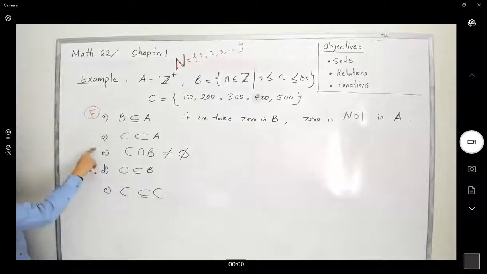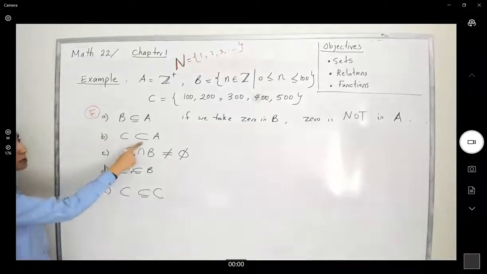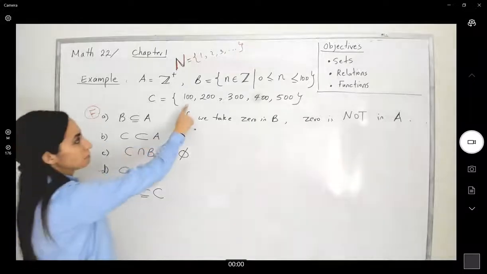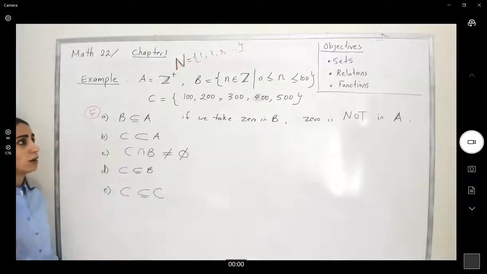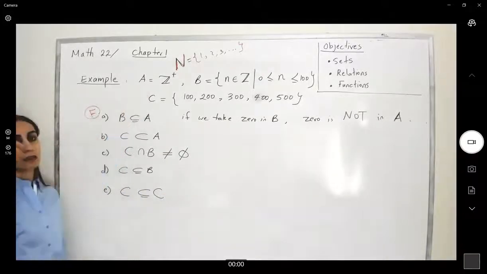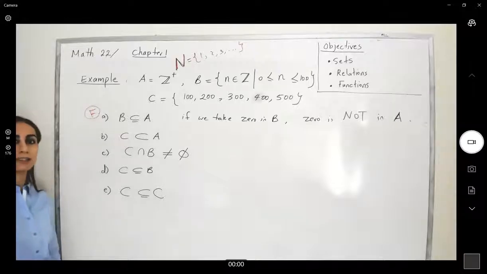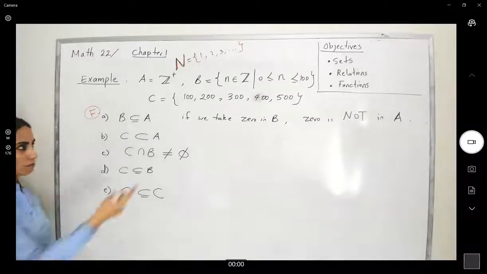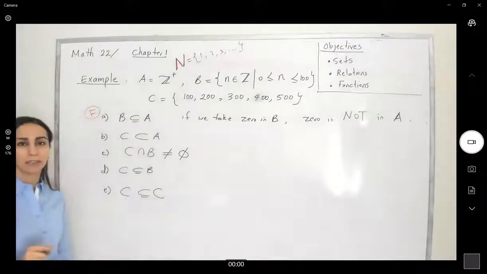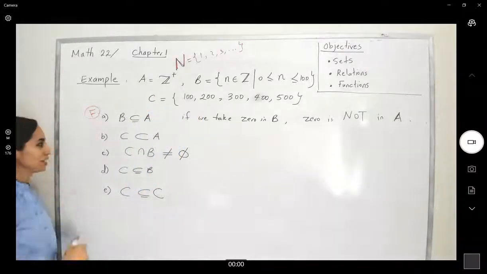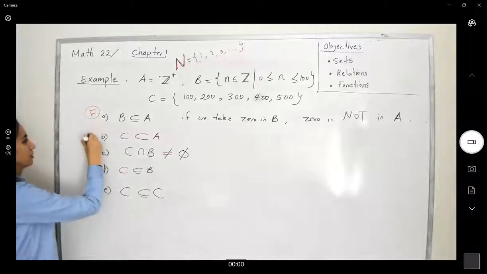What about B? Is C a proper subset of A? So take a look at the elements in C: 100, 200, 300, 400, and 500. And A includes all positive integers, or just natural numbers. There is no way C is equal to A. It's just a subset. So this is true.